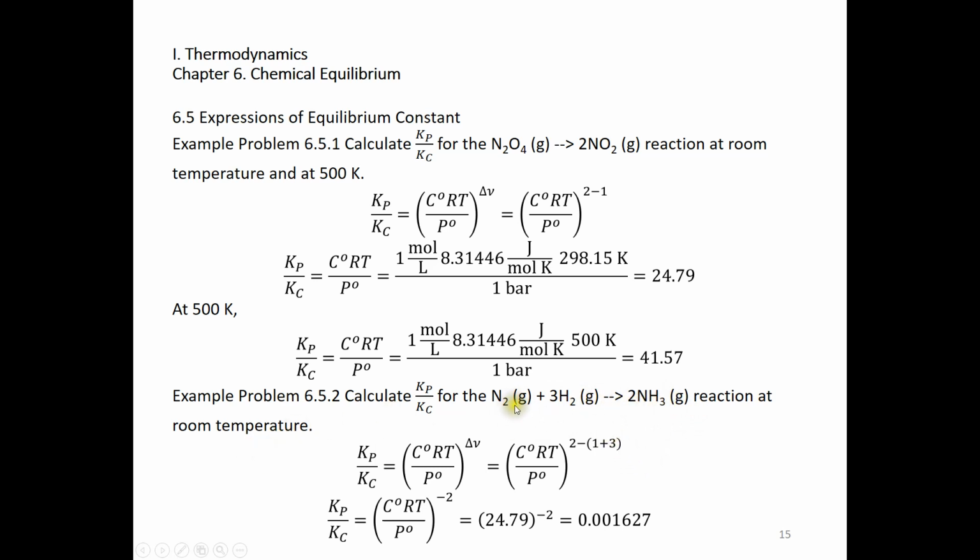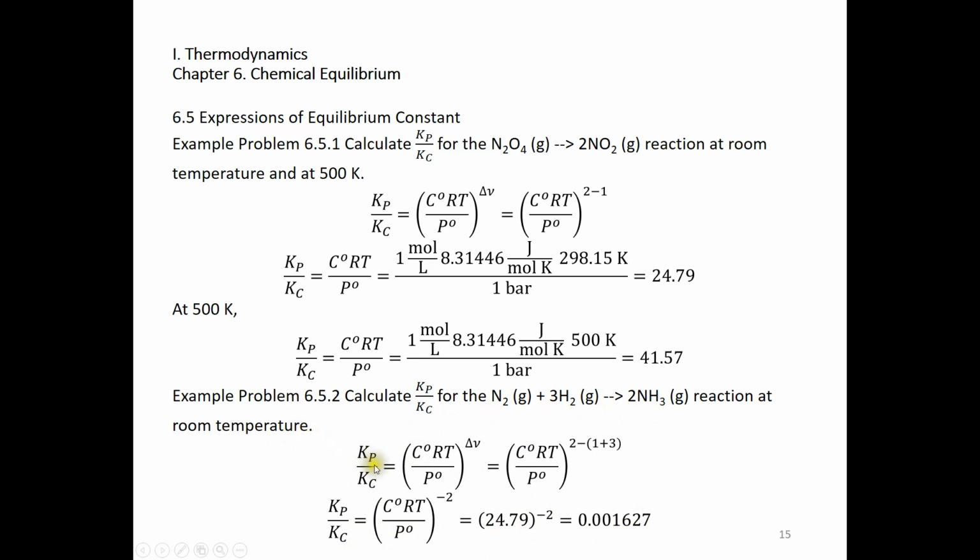In this case, first let's look at delta nu, which is 2 minus 3 minus 1, so over here, and then it's C naught times RT over P naught, which can be easily computed. We did the calculation over here. We can just borrow this number and put it in here. It's going to be 24.79 to the power of -2. K sub P over K sub C is 0.0016 for this chemical reaction at room temperature.